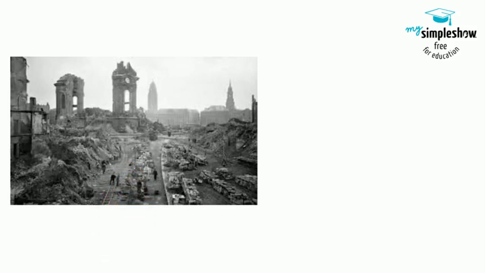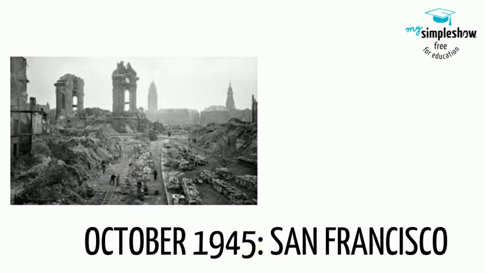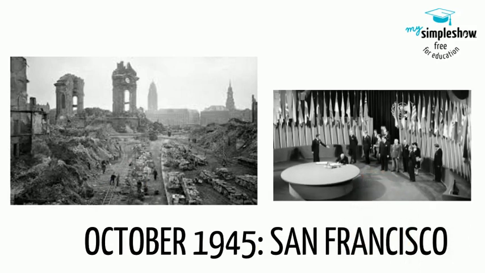There was a huge push to sell the United Nations to countries who'd been destroyed by the war the League of Nations had failed to prevent. In the end, 46 nations met in San Francisco in October 45 to hash out the details and draft the charter.